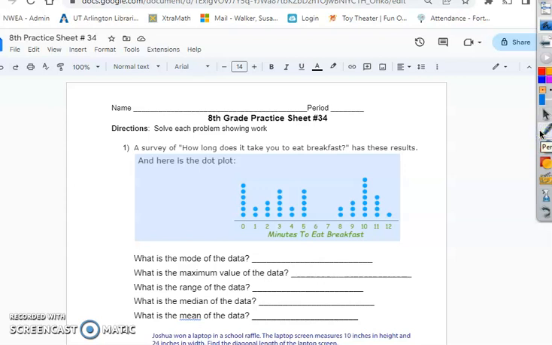Hey guys, we are working on practice sheet 34. This first question has multiple parts to it. It says, a survey of how long does it take you to eat your breakfast has these results. And so this is our dot plot.